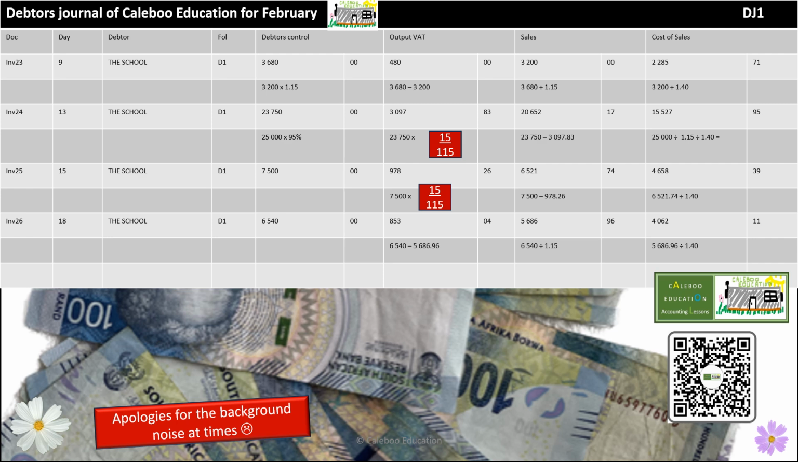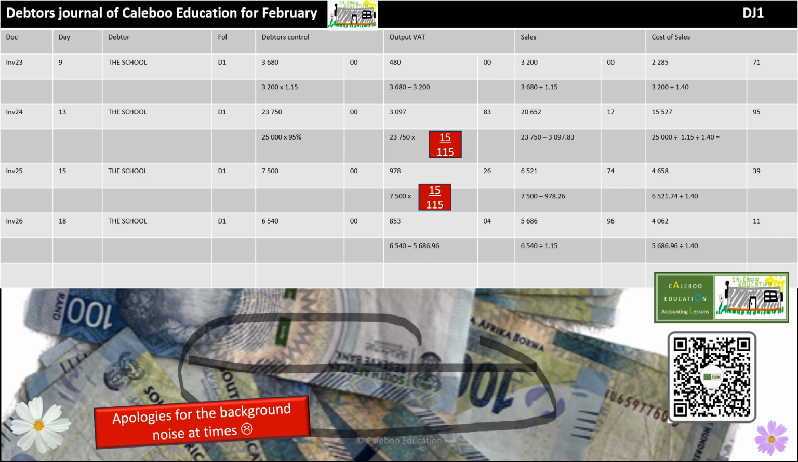Fortunately, the school normally pays us on time. There you can see the cash in the background. Before you open up an account with a debtor, a customer, you need to do a credit check and see if they're able to pay back. Are you going to allow them credit to buy now and pay later?